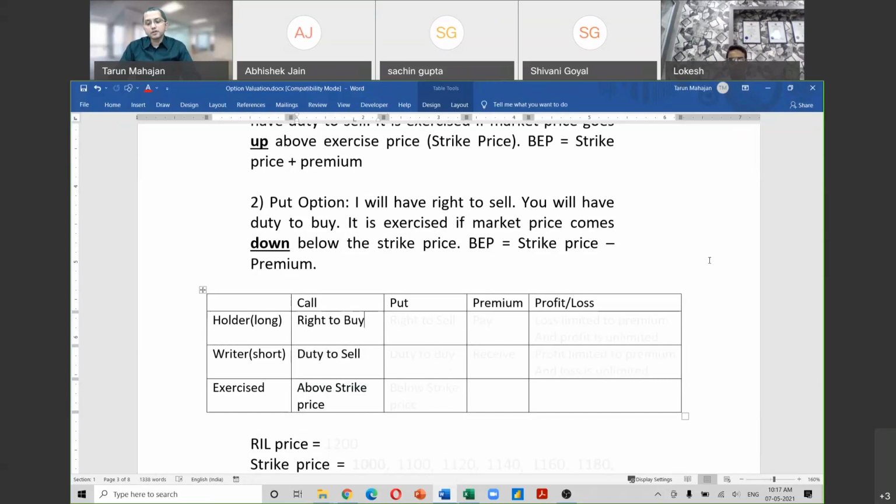In case of put option, the holder has the right to sell. In case of put option, the writer has the duty to buy. Put option will be exercised by a holder below the strike price. Keep in mind, an option, whether it is call or put, is always exercised by the holder. Writer never exercises the option. He has just the duty. You will find a 1 mark MCQ definitely based on this table.